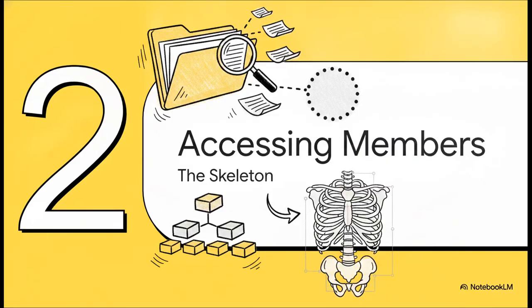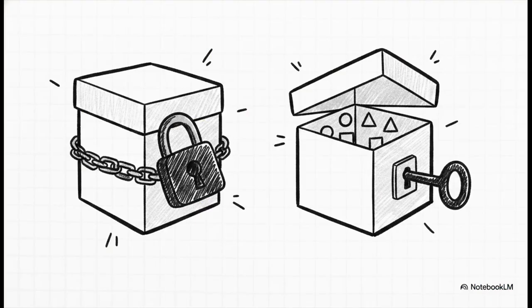All right, moving on to Section 2, accessing members using the dot operator, the skeleton. Now that we've got our digital folder safely stored in memory, we need to know exactly how to open it and interact with the specific papers inside. We use the dot operator. Think of it as the physical key you use to unlock and access the individual members of our struct variable. Without it, the struct is just a sealed box. But with it, you have absolute control over every single piece of data inside.